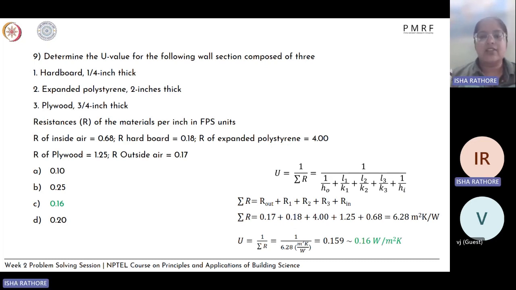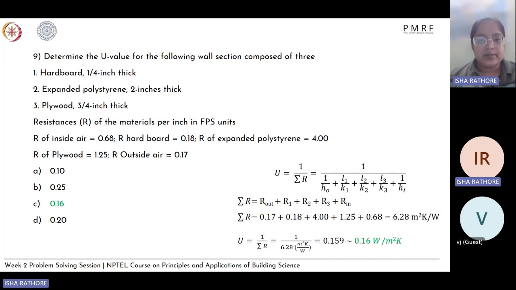So instead of using the formula delta R, which includes the terms for L1 by K1, we just sum up the resistance of all of the layers, because we are given the resistance of all of the layers. So we have R out as 0.17. Then we have R1 as 0.18. We have R2, which is expanded polystyrene, as 4. Then the third layer is plywood, and the thermal resistance for plywood is 1.25. And then the thermal resistance of the inside air film, which is 0.68.